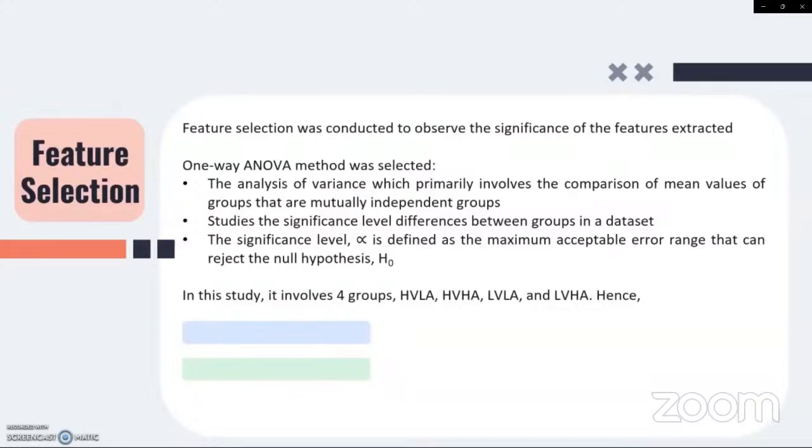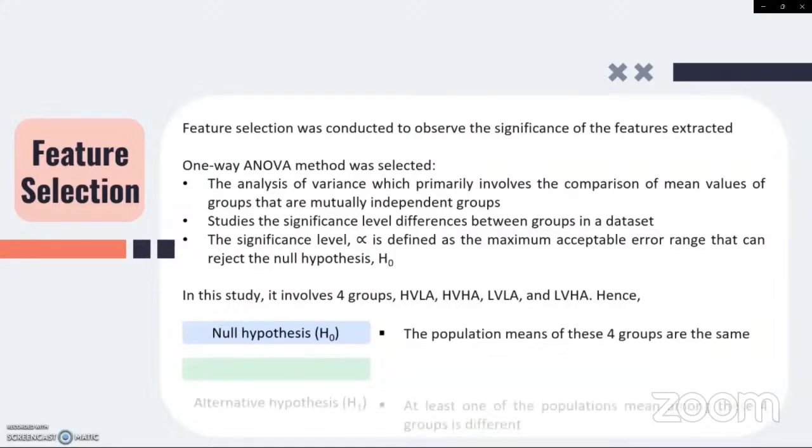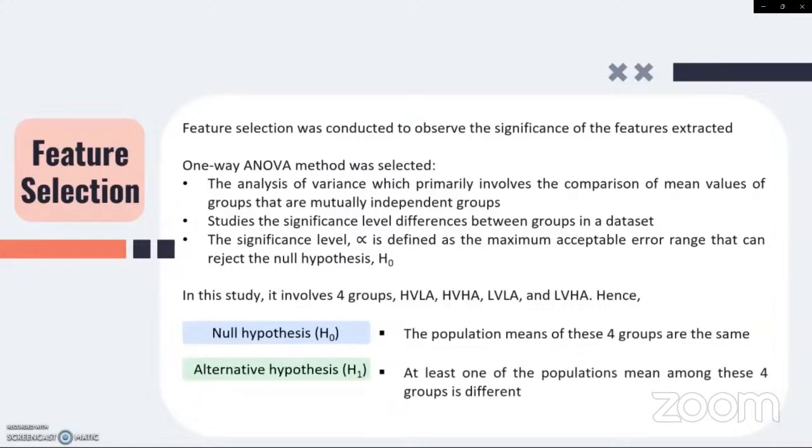So in this study, it involves 4 groups. So the null hypothesis will be that the population means of these 4 groups are the same. Meanwhile, the alternative hypothesis is that at least one of the population means among these 4 groups is different. Hence, when the mean values of any 2 groups among the 4 groups are different from each other, the null hypothesis is rejected.